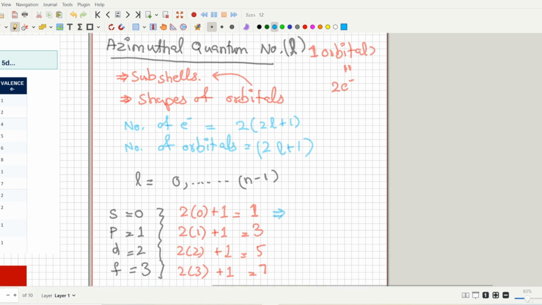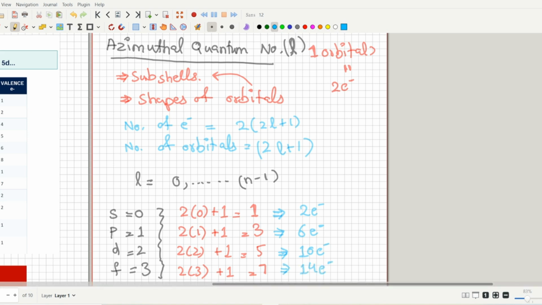And what about the number of electrons? You will just multiply it with 2. The number of electrons in S shell are 2 electrons, and in P shell you will get 6 electrons. In D orbitals you will get 10 electrons, and in F shell you will have 14 electrons. So that's how you can memorize and write down the number of orbitals and number of electrons in specific subshells. So that was all about azimuthal quantum number.